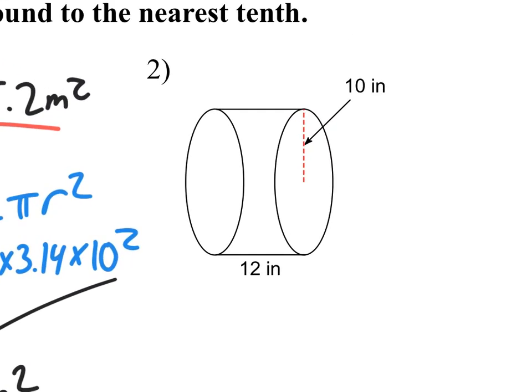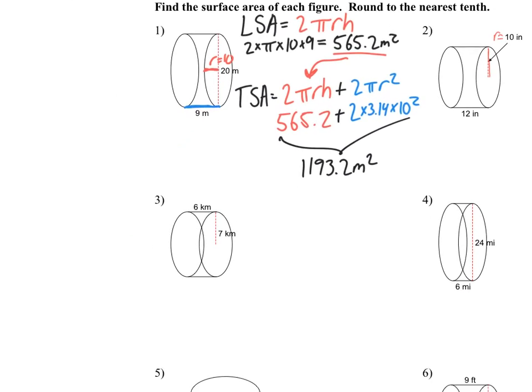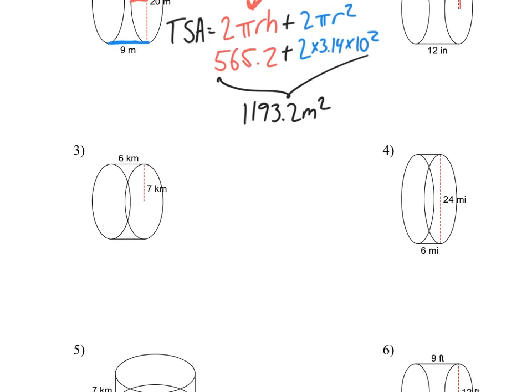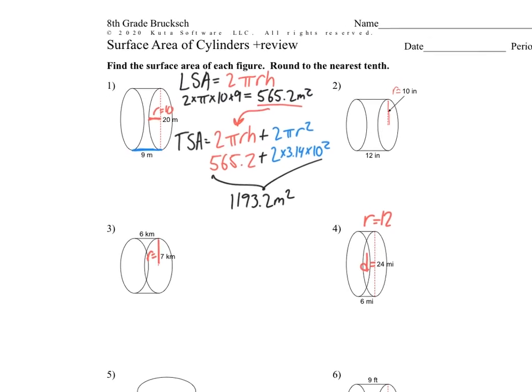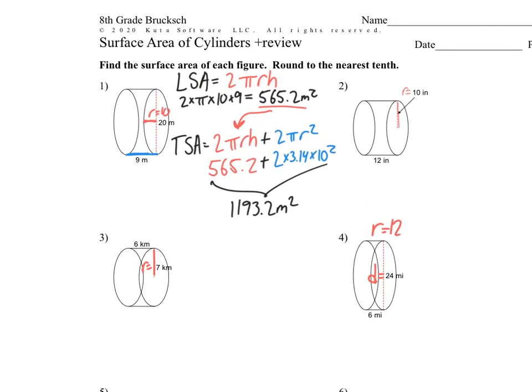On these other ones, make sure you know whether you are dealing with the radius or the diameter. This one gives us the radius. On number 3, this one is also giving us the radius. On number 4, they give us the diameter, which is all the way across. So your radius on number 4 would be 12. Make sure you know which one you're working with. If you have questions, make sure you come into the tutorials for this part.